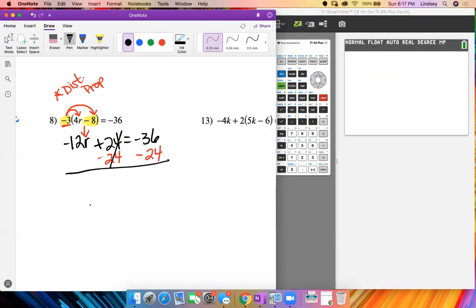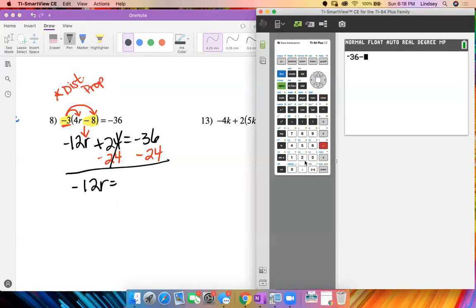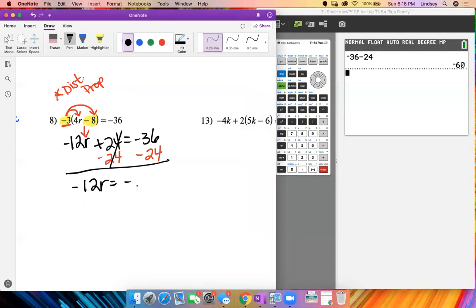My 24s cancel out, and I have negative 12r equals, that's negative 36 minus 24. Negative 36 minus 24, and I get negative 60. Okay, I'm not done yet because my r is still not by itself. That's negative 12 times r. So how do I get that r by itself? I divide it by negative 12.